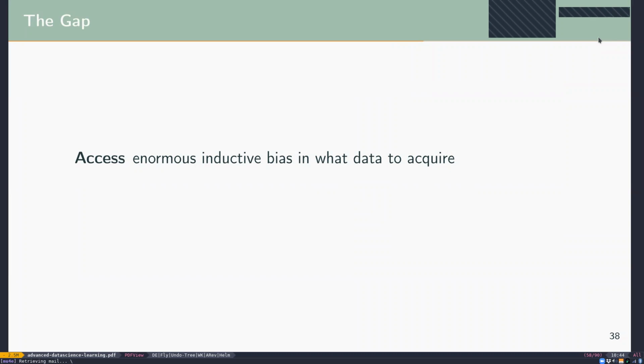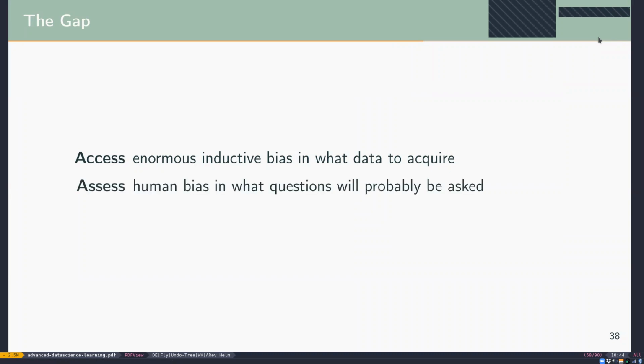So access: we introduce an enormous bias into what data we decide to acquire. When we assess things, there is human bias into what you think we will do with the data, right? You probably have quite a good idea what we're going to ask you about the final project. You know the data, right? You're human beings. There are certain questions that I'm pretty certain are not going to come up, and certain questions which are very clear that they will come up, right?